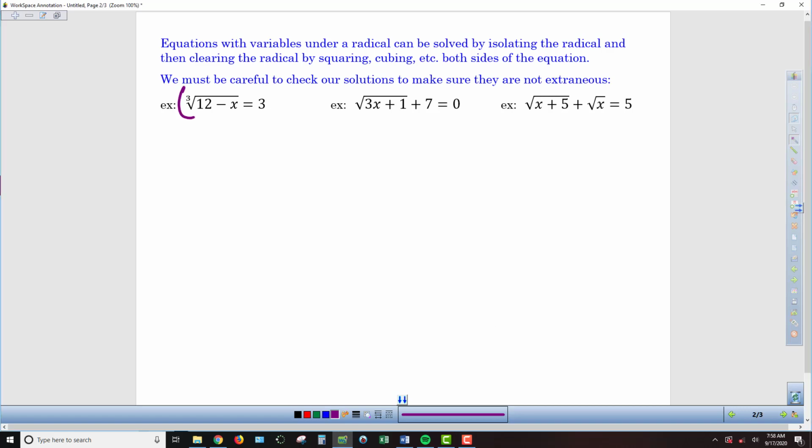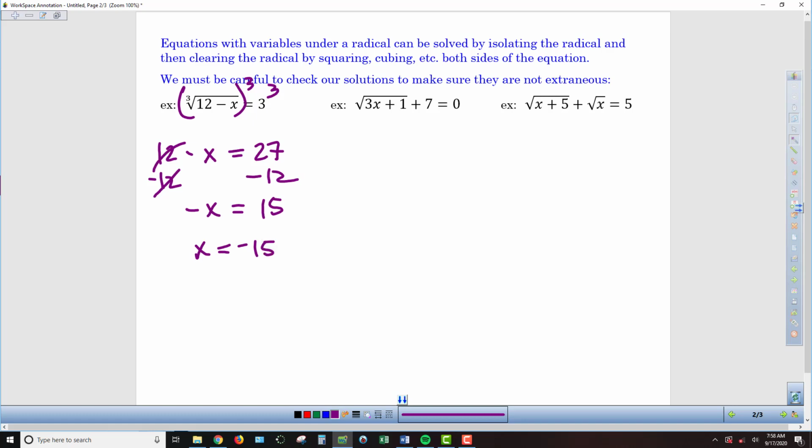So in this first one, we're going to approach it similarly to what we saw in the last couple of examples in the previous video, where we're going to cube both sides. So we're going to get 12 minus x equals 3 cubed, which is 27. We can go ahead and subtract 12 from both sides. So we get negative x equals 15, or if we divide both sides by negative 1, x equals negative 15. And checking that real quickly, 12 minus negative 15 would give us 27. The cube root of 27 is indeed 3, so we're confident that that answer holds up.